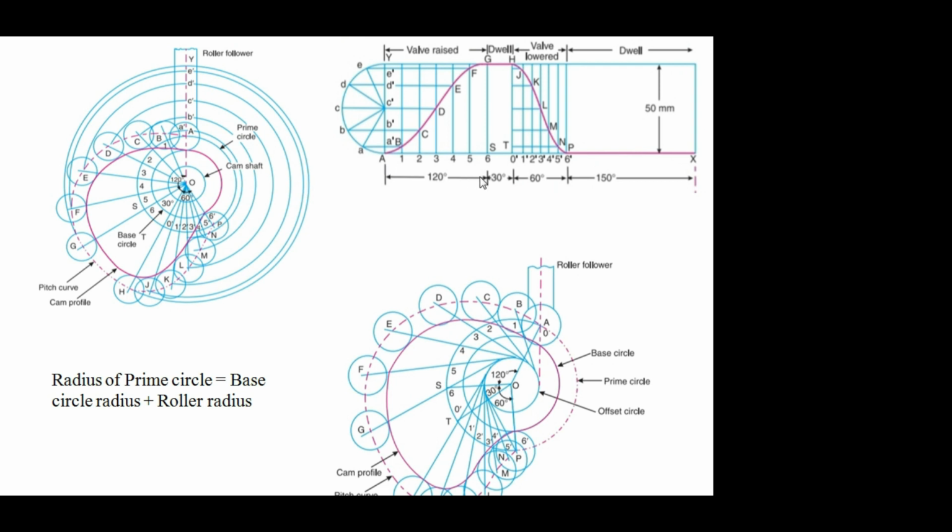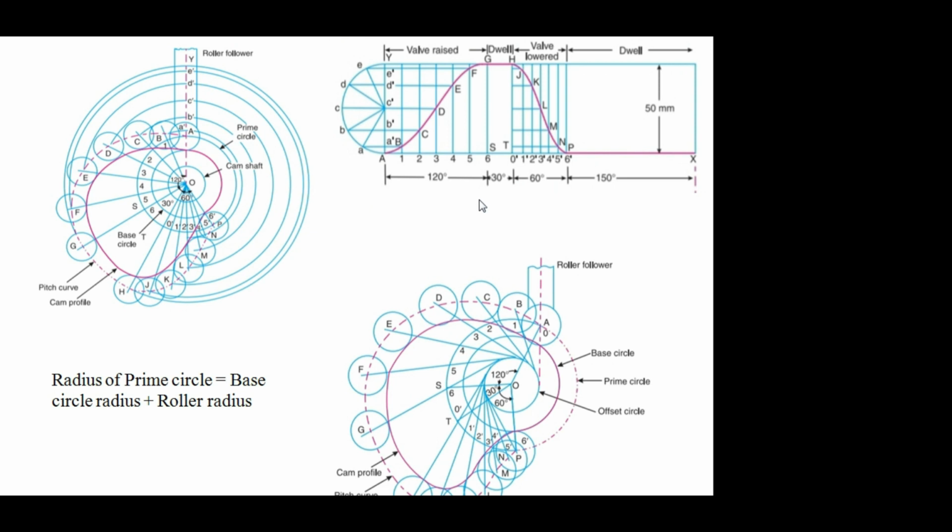When the cam starts rotating, that center of roller is also going to shift from A to B, from B to C, from C to D, likewise. So during the initial position of the follower, the center of roller is on the prime circle. Here assume that the cam is rotating in clockwise direction. Divide the prime circle, don't divide the base circle here, because the initial position of roller center is on the prime circle.